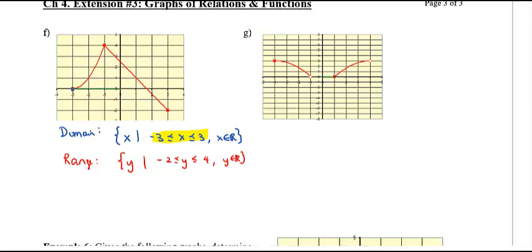Now, how about G? This one's even trickier because there's a break in the graph. So there are actually two parts. The first part I see like this. X has to be between -4 and 1.